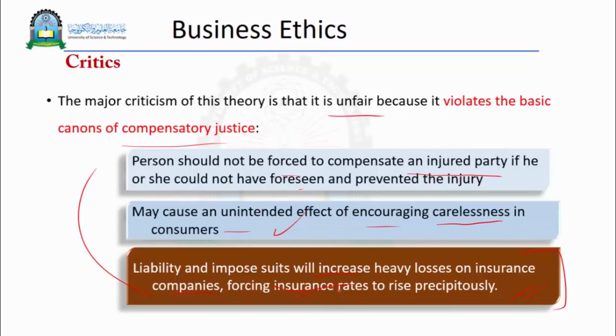For example, companies now selling to Yemen may have to pay more rates, more insurance to companies so that they get these products and commodities to the Yemeni markets. Now, this results in higher prices than usual, which is another problem that can be caused by the application of this theory.